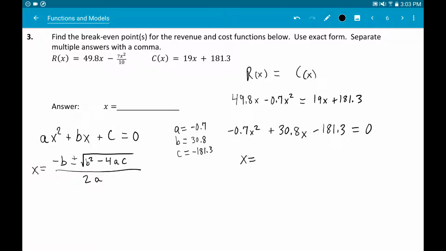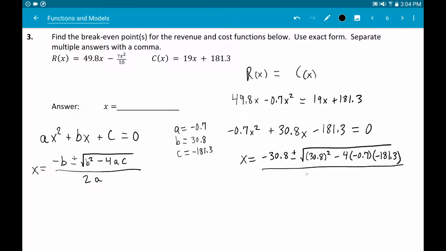Okay. So negative b, so that's negative 30.8, plus or minus the square root of b squared, so that's 30.8 squared, minus 4 times a is negative 0.7, times c is negative 181.3, all over 2a, so 2 times negative 0.7.